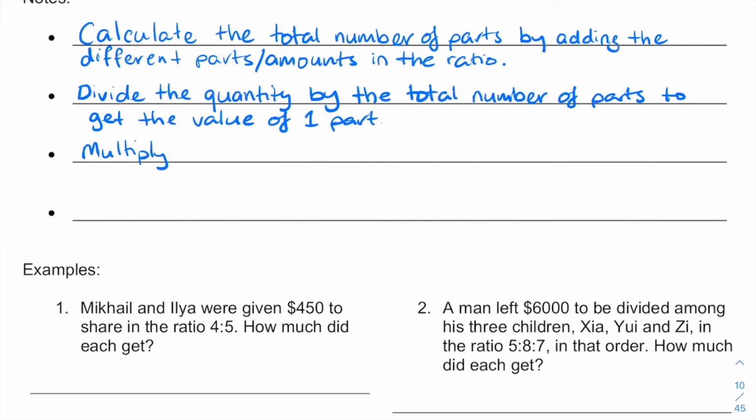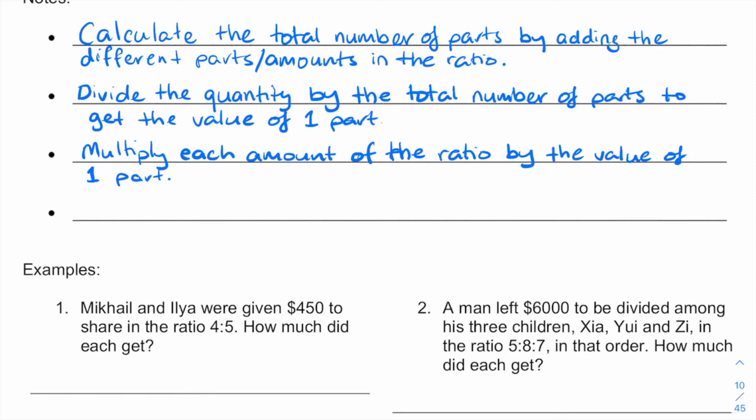And we can do that by multiplying. So our next step is a multiply. We've added, we're dividing, and then we're multiplying each amount. Each amount that's in this ratio, so it could be 2 to 3, or 3 to 5 to 6, or something like that. Each amount of that ratio by that result in that division, which is just the value of one part. So we're multiplying by the value of one part.